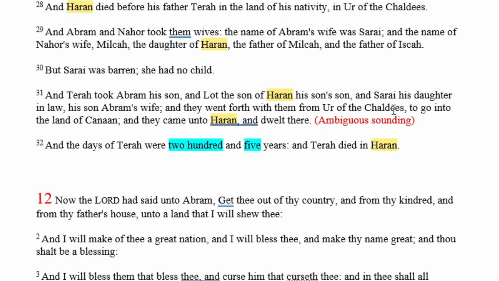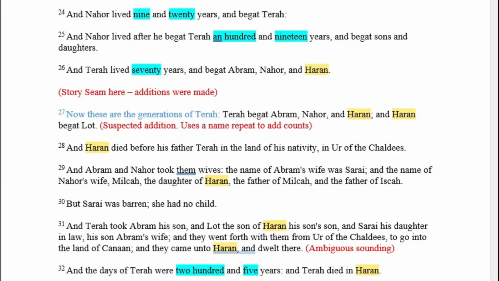Down here we go to this. To go into the land of Canaan, and they came unto Haran and dwelt there. That one's kind of ambiguous. They came unto Haran and dwelt there. It sounds like Haran almost sounds like a place. You can't quite tell. However, the very next one, and the days of Terah were 205 years, and Terah died in Haran. So it went from a person to a place.